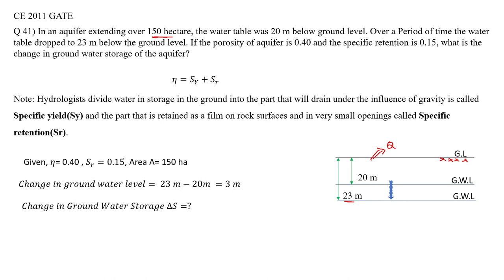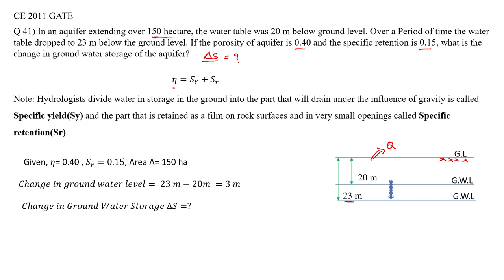And they observed that the porosity of the aquifer is 0.4 and the specific retention of the aquifer is 0.15. Now they asked to calculate delta S, that is, the change in the groundwater storage of the aquifer. Okay, this is the question. You can observe similar questions in all the previous year papers.